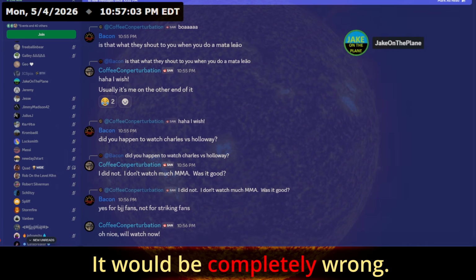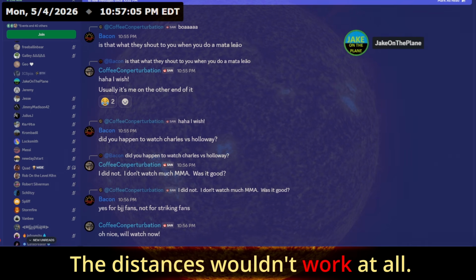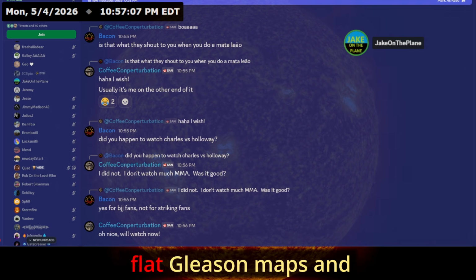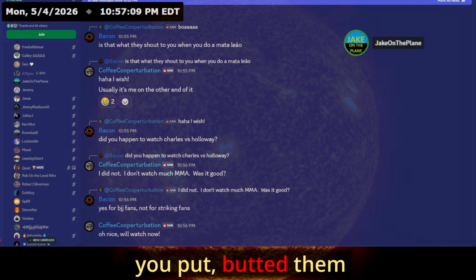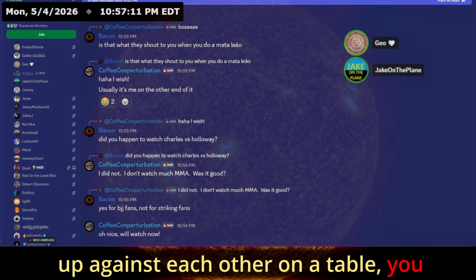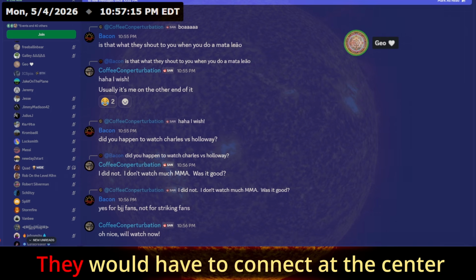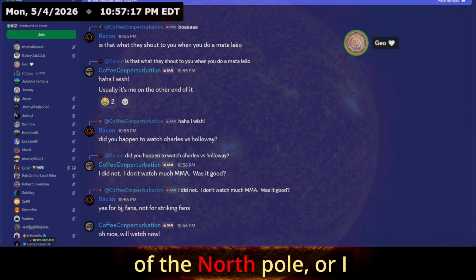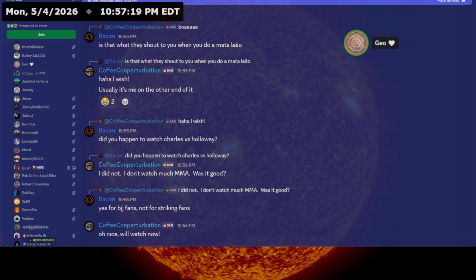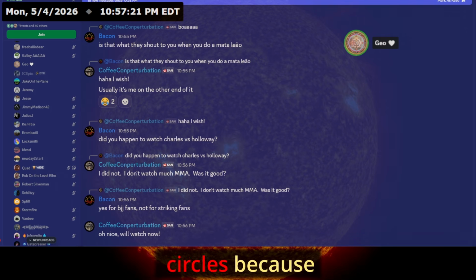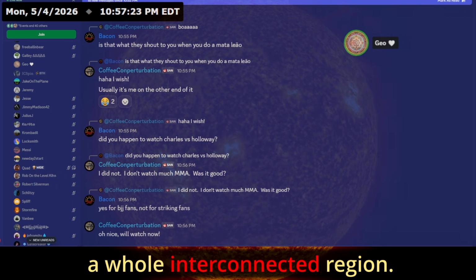It would be completely wrong. The distances wouldn't work at all. If you just took the two flat Gleason maps and butted them up against each other on a table, you wouldn't be able to do what I'm saying. I'm not saying just have two circles. They would have to connect at the center, the North Pole, the equator region. Obviously it wouldn't just be two perfect circles, because the equator is a whole interconnected region.